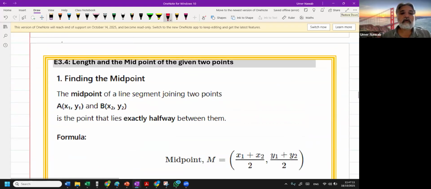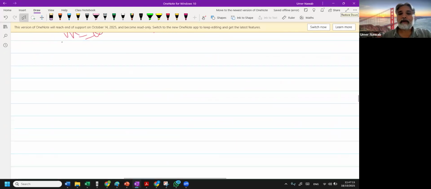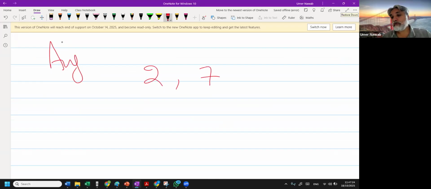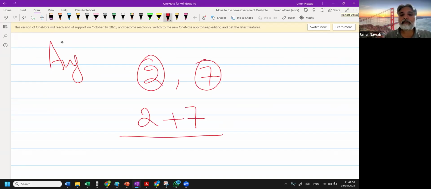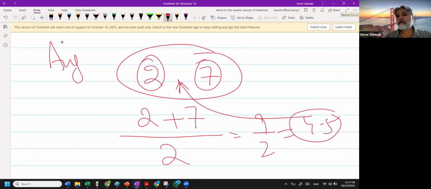The next case is how to find the midpoint. A midpoint is interesting, guys. At first, a student needs to know what is the meaning of average. If I have 2 and 7, and I want to know the average of these two numbers, how can I do that? I just need to add them up and divide by the total numbers, 2. So 9 over 2, 4.5. So 4.5 is in the middle of 2 and 7.